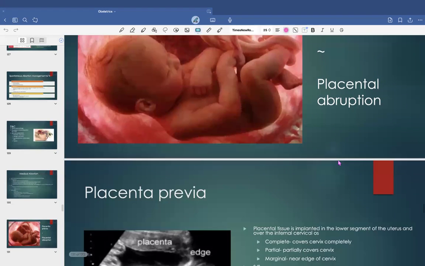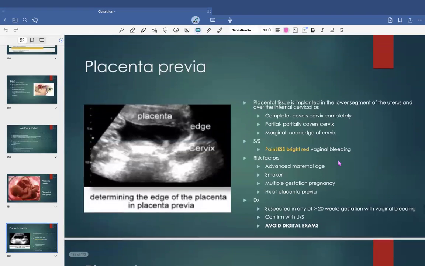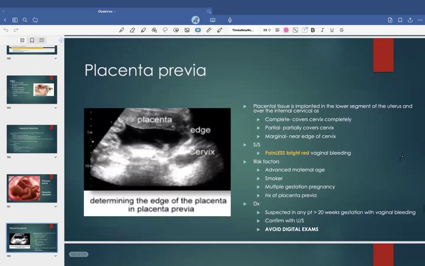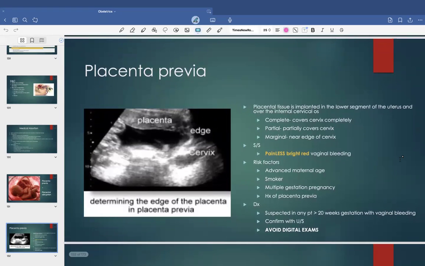It produces pregnancy-related hormones, HCG, estrogen, and progesterone. Through the umbilical cord, the placenta provides oxygen and nutrients to the developing baby. It also removes waste from the baby's blood. The placenta is expelled from the uterus in a process called the afterbirth. We will discuss two possible complications, placenta previa and placental abruption.